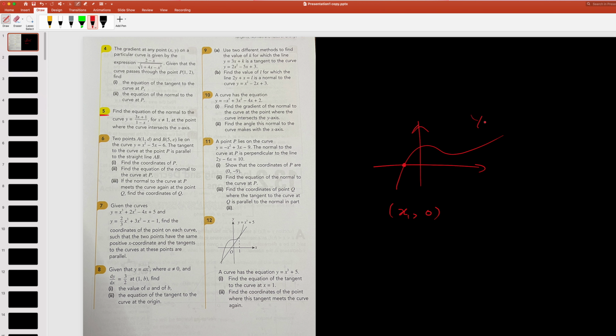If this is your y equals 3x plus 1, then you sub in y equals 0. Yes, y equals 0. So you sub into this, and after that you will get your value of x. Then you will get your x1. Good. So assume that you get your x1, which in this case, let's assume is -1.